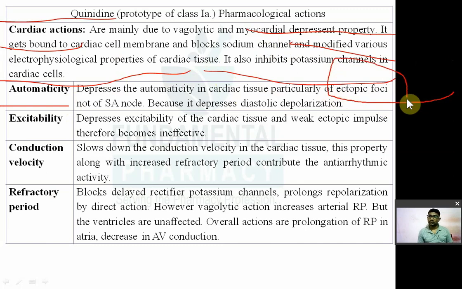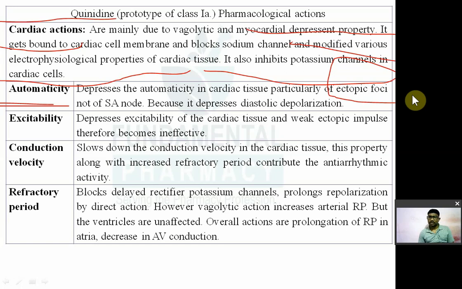Normally the node generates the impulse, and in arrhythmia, other cardiac cells also acquire the capacity to generate impulses. If other cells generate impulses, that is known as ectopic foci. That ectopic foci generates the impulse, and because of that impulse, there is arrhythmia. Automaticity of the heart is decreased or depressed. That means ectopic foci will not become active, and there will be prevention of arrhythmia.